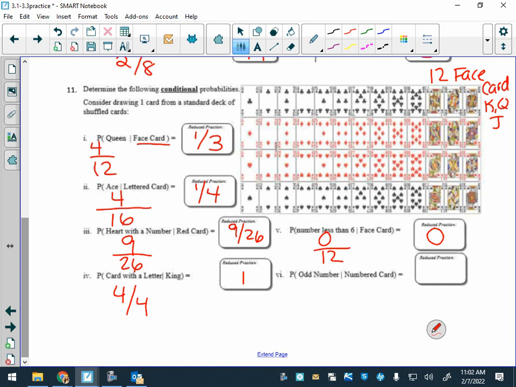All right. Probability of an odd number, given it's a numbered card. So how many numbered cards? 36. Out of those 36, how many of them are odd? 16. Good. So 16 out of 36. Okay. Does everyone see how this works?